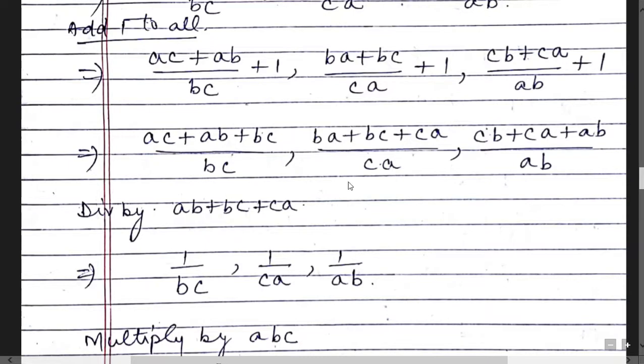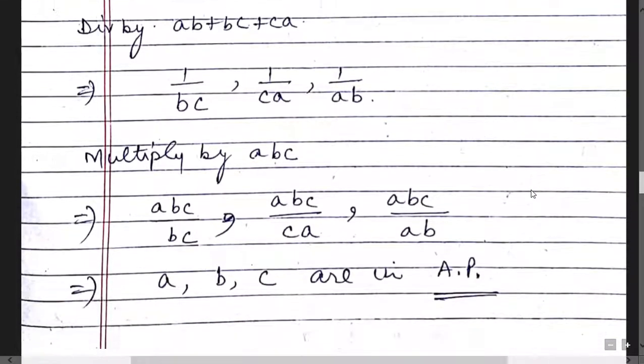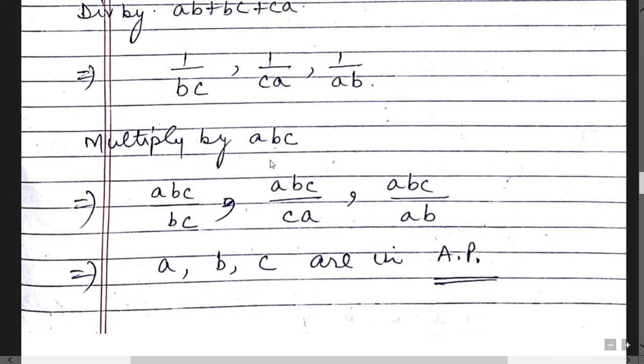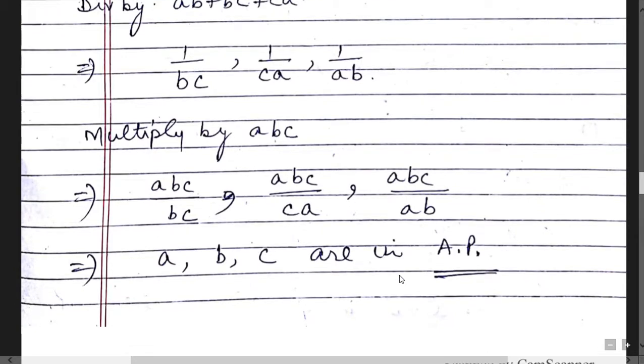You can find 1 over BC, 1 over CA, and 1 over AB. Then multiply all the three terms by ABC. The first term will be A, second is B, and third is C. It means A, B, C are in AP.